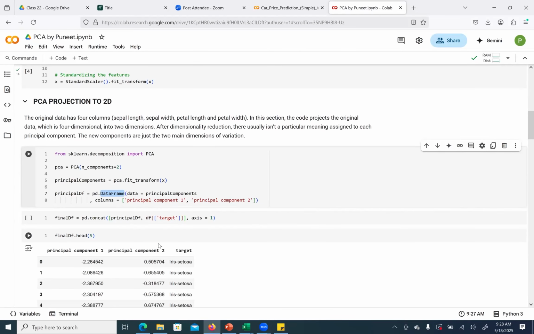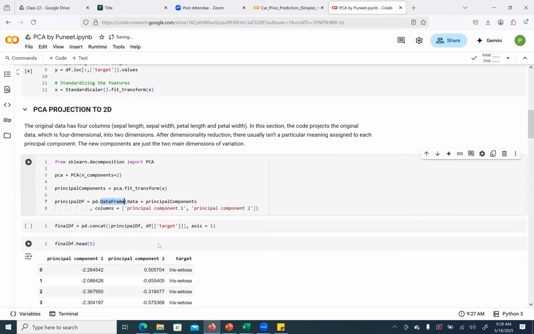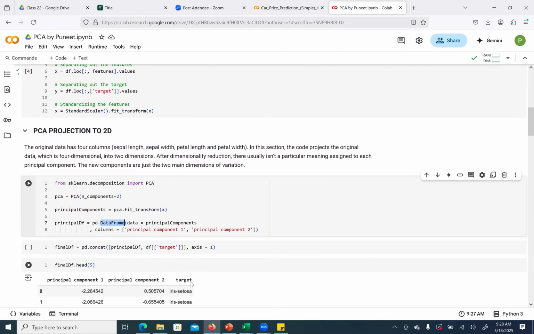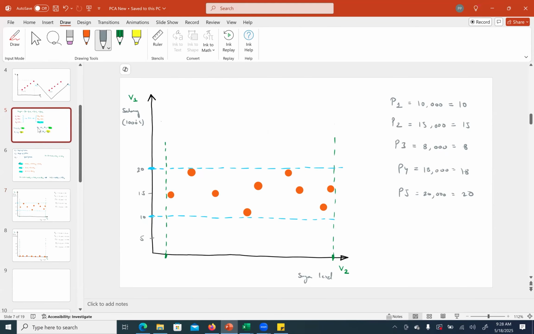Just 1 minute. Puneet, a question. Yeah, tell me. If the relationship between variable 1 and variable 2 is parabolic or some other curve instead of linear, so in that case also will this work? Yeah, this will work. It's just that it depends upon what kind of data set it is.